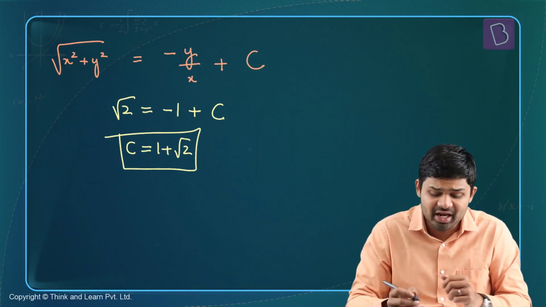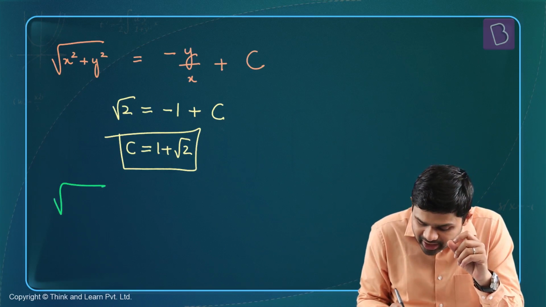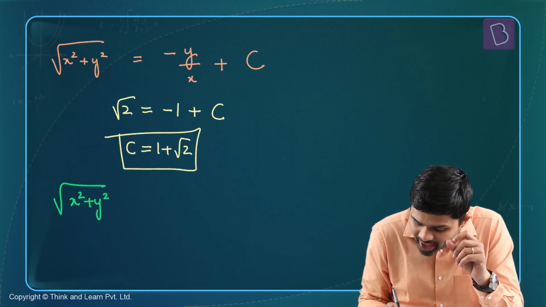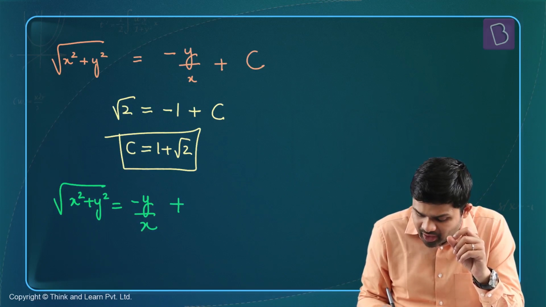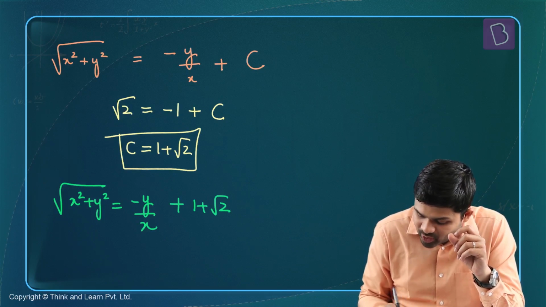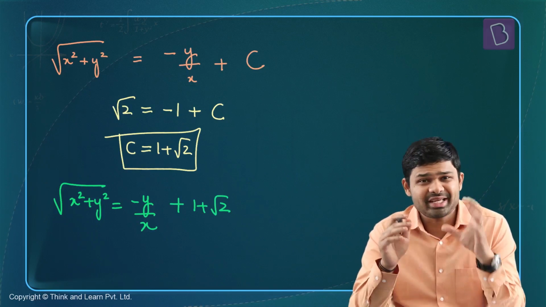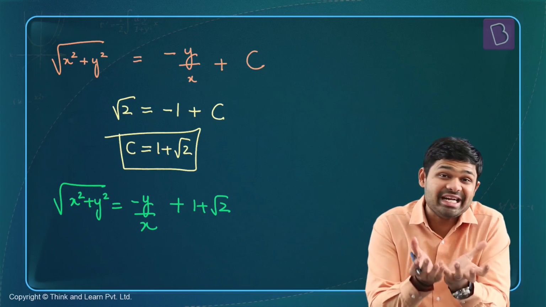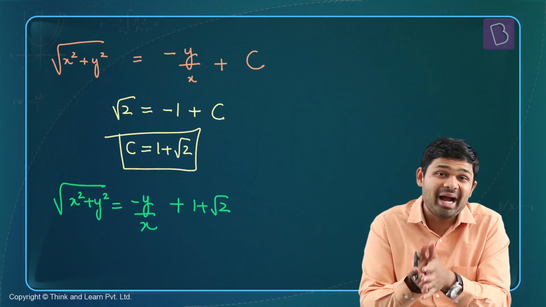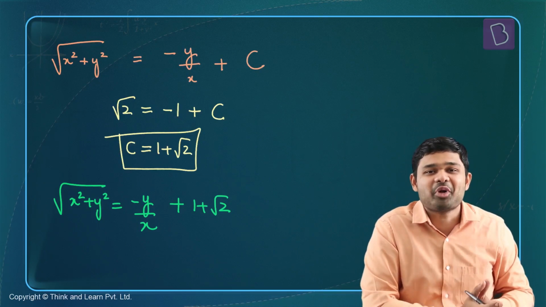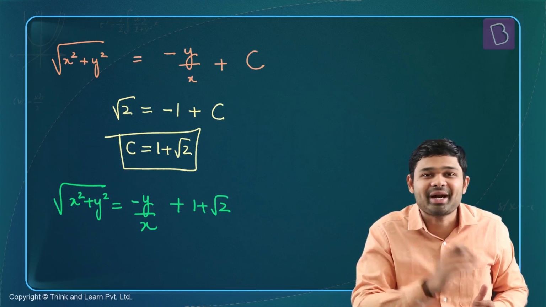Well, that was very trivial. So the solution to the differential equation which was given is nothing but under root of x square plus y square is nothing but negative y over x plus 1 plus root 2 or root 2 plus 1. So this is the solution to the differential equation which was given to us. Again, a lot of emphasis on identifying patterns in differential equations. Again, in this question, the patterns were based on the chain rule and the product rule. Beautiful question. And in order to solve such questions, you actually have to practice a lot.